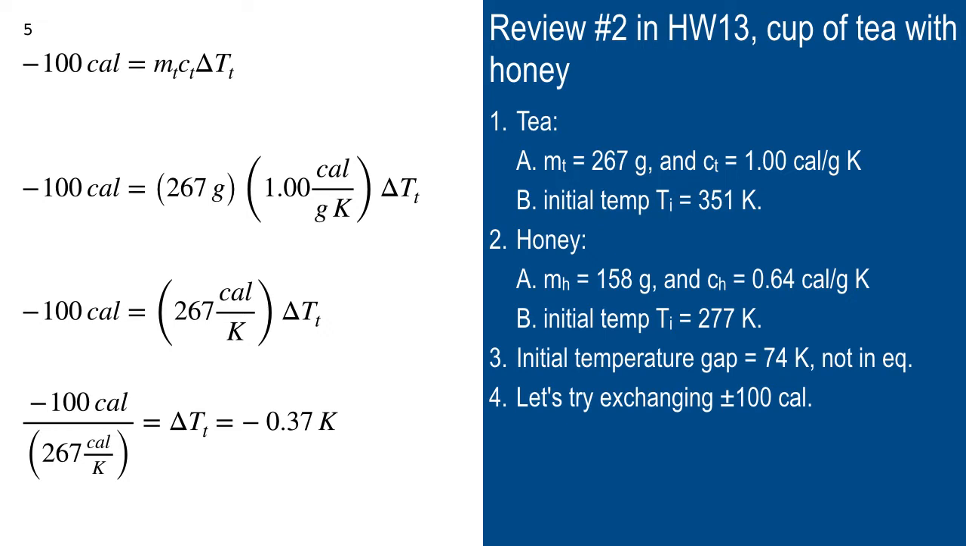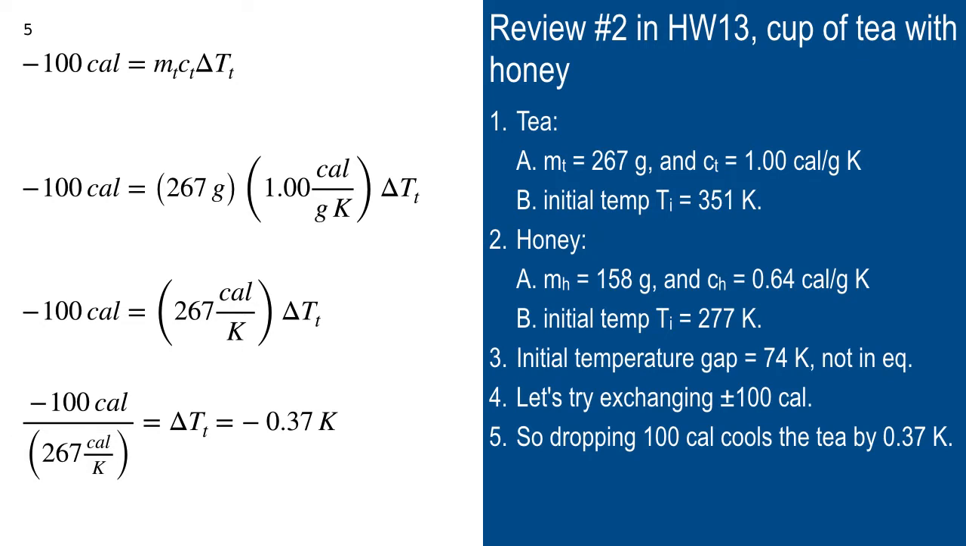Okay, let's keep going. Now, we exchanged minus 100 and plus 100. We didn't do the plus 100 yet, but you're going to do that in a minute on iClickers. But here's the bottom line. When you drop 100 calories out of the tea, the temperature of the tea goes down by 0.37 kelvins, right?